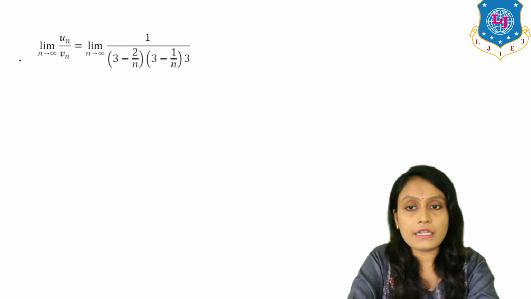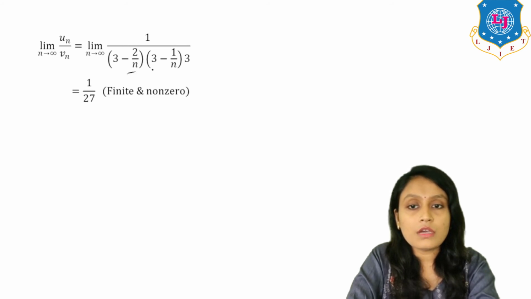Now we will find the limit as n tends to infinity of un upon vn. So this is equal to the limit as n tends to infinity of 1 upon (3 minus 2 upon n)(3 minus 1 upon n) into 3. Okay, now these two terms will go to 0. So what remains is 1 upon 27, which is a finite and non-zero term.